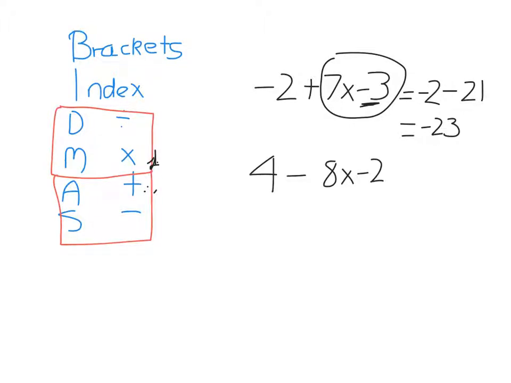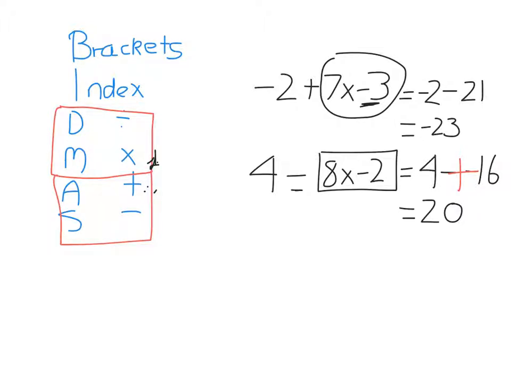So a similar story in this one here. I need to do multiplication before subtraction. So 8 times negative 2 is what I'll do first. I'll leave my 4 alone. 8 times negative 2 is minus 16. 4 minus minus 16. Remember, two negatives together make a plus. It becomes 4 plus 16, which I know you know how to do.